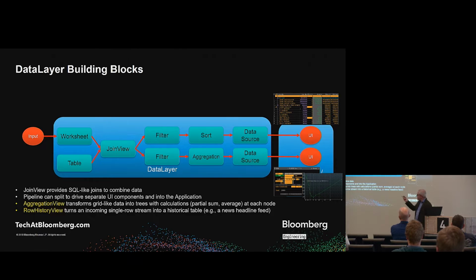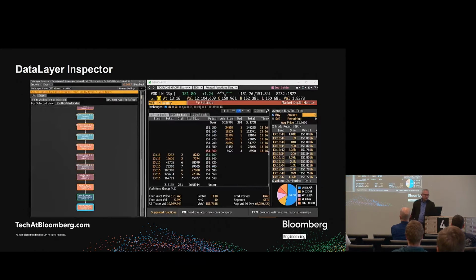You can build trees. We have something called aggregation view, which transforms this data into trees with partial sums and averages at each node and so on. Row history view, for example: if you've got streaming news headlines coming in, you might want to turn that into a sort of 2D representation as each headline comes in, so you can actually display that in some kind of scrolling GUI with history rollback and so on.